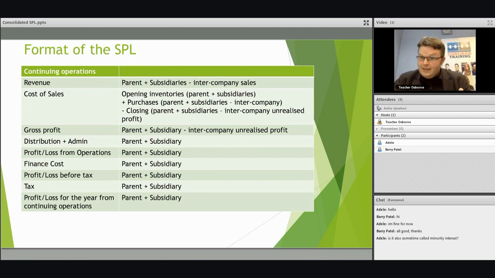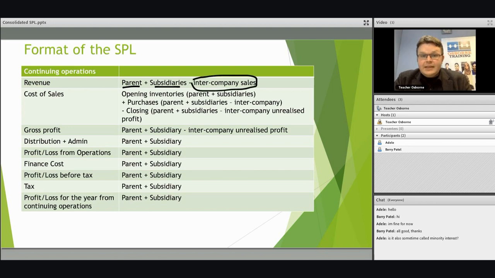Okay, so let's take a look at the format of this. The format of the SPL is quite simple. Basically all we do is we cross-cast. So you add things up together. So if we've got two companies, we have, of course, the revenue of the company. You simply add the parent, and then you add the subsidiary.